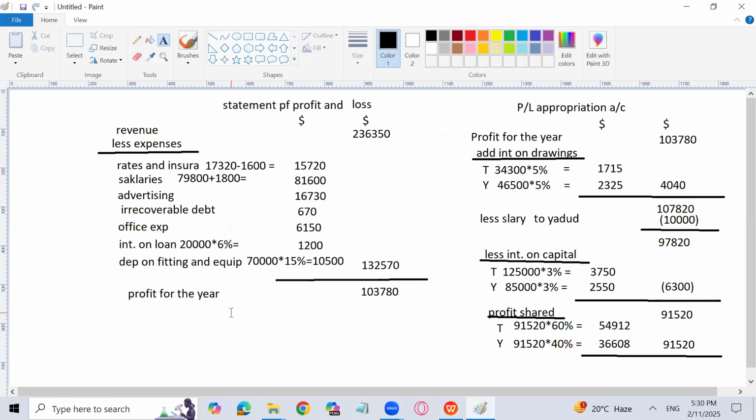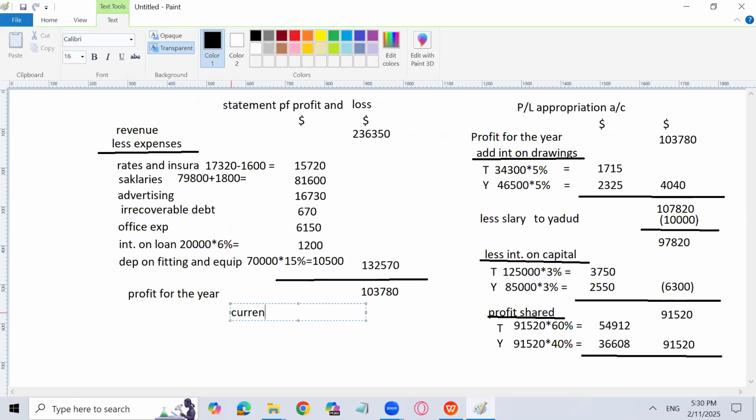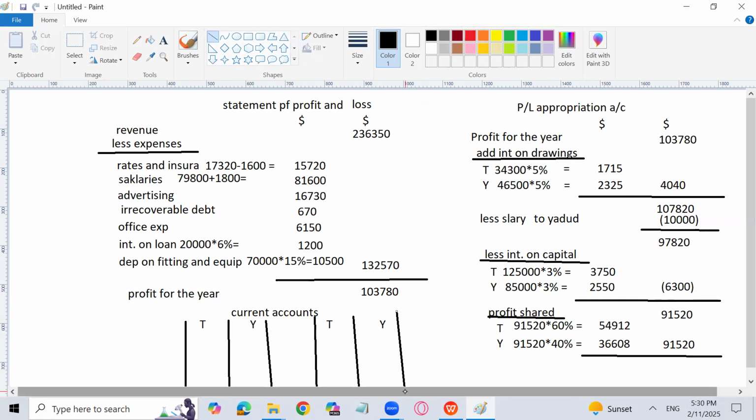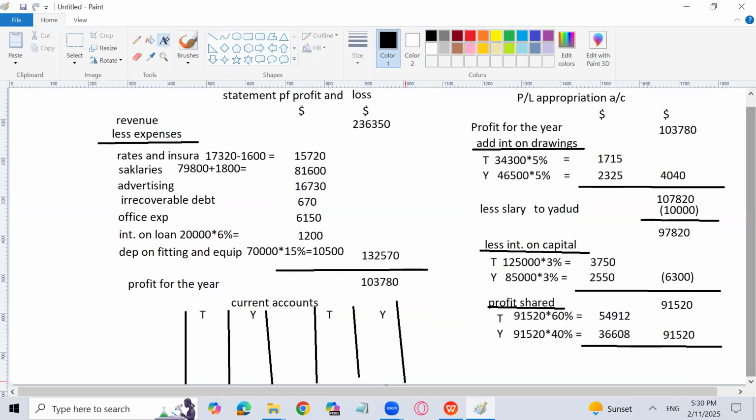I will not go for the complete current accounts, but I will prepare the current accounts just to make you understand. Though it is not part of the question, I will still prepare them because current accounts will generally always come in the question where we have to go for the partnership. So let's see how the current accounts are being prepared.